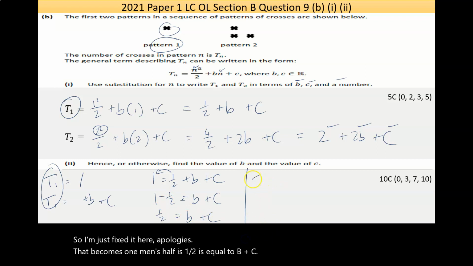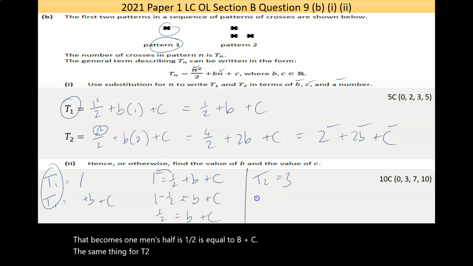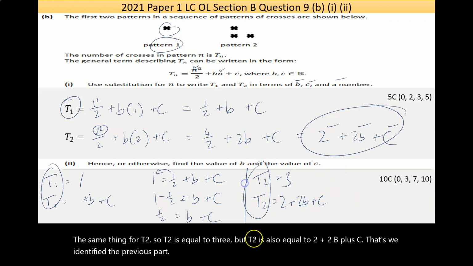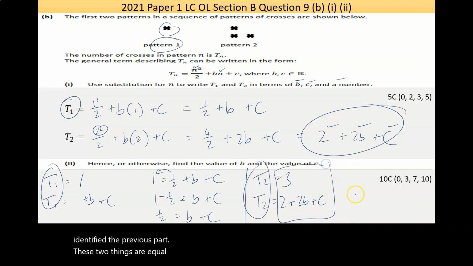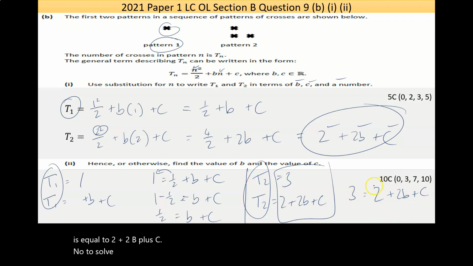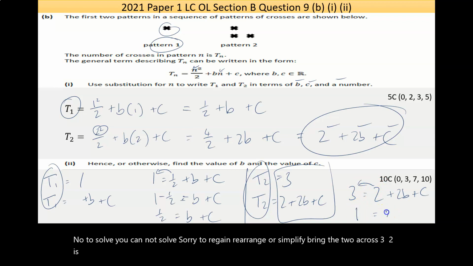Now the same thing for T2. So T2 is equal to 3, but T2 is also equal to 2 plus 2b plus c. That's what we identified in the previous part. If these two things are equal, then so are these two things, and I can create the statement 3 is equal to 2 plus 2b plus c. To again rearrange or simplify, bring the 2 across. 3 minus 2 is 1 is equal to 2b plus c.